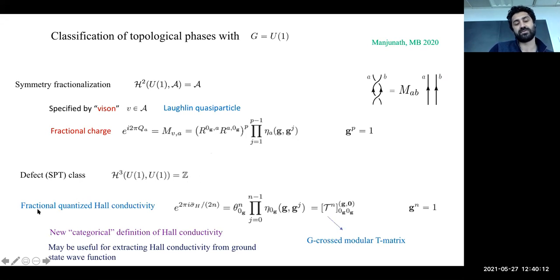And then so we all know that there's a fractional quantized Hall conductivity, and we can determine what this is in the G-crossed formalism. And one of the interesting things about this is that you can determine the fractional quantized Hall conductivity from the G-crossed modular T matrix. So you can put your system on a torus with a G branch cut in one direction and no branch cut in the other direction, and do a T matrix move, a Dehn twist. And one of the diagonals of this T matrix, when you do it n times, can give you this Hall conductivity. Actually, maybe this n shouldn't be here, I don't remember actually. So the interesting thing about this is actually a new categorical definition of Hall conductivity. And one of the things that I'm kind of excited about with regard to this is that I think this might give a new way of extracting Hall conductivity just from a ground state wave function once we have a definition like this.